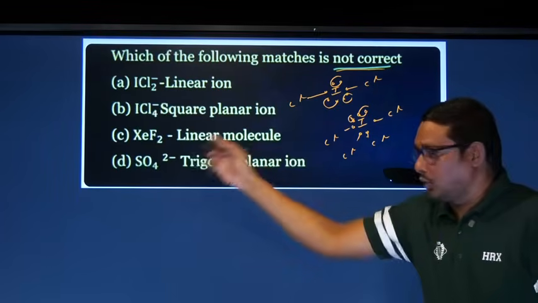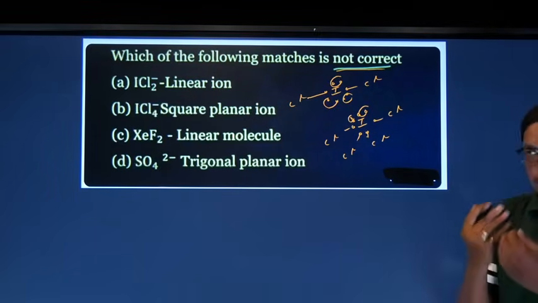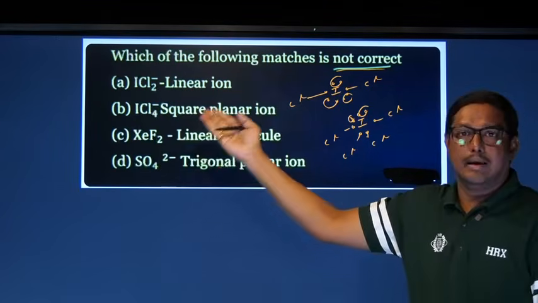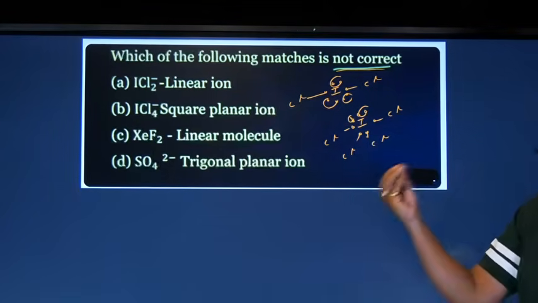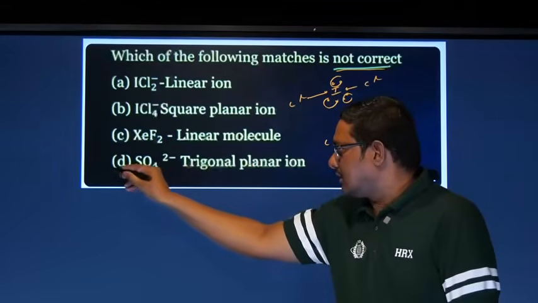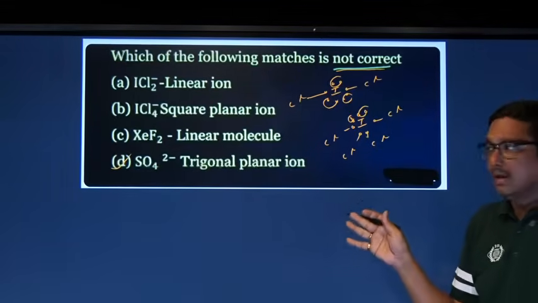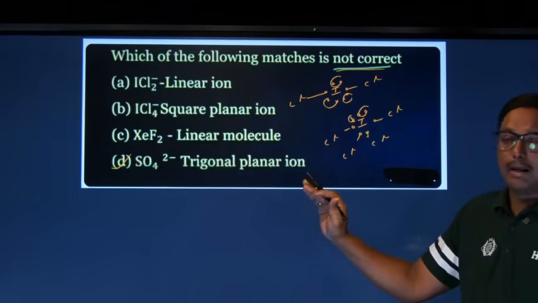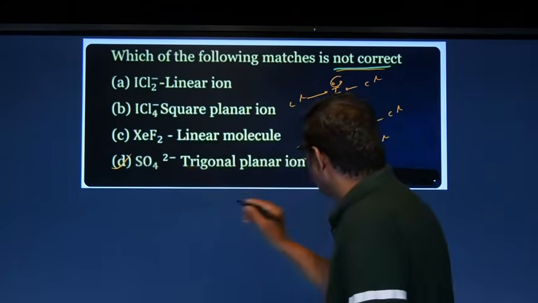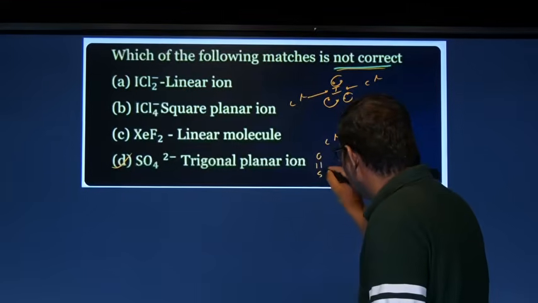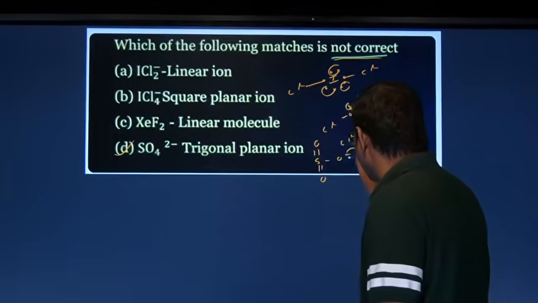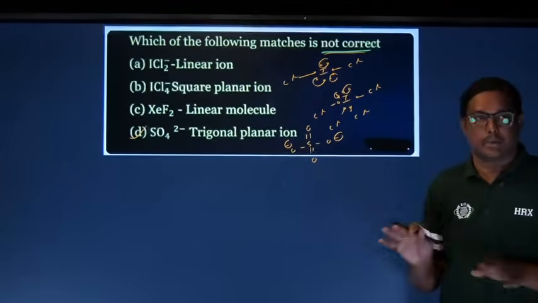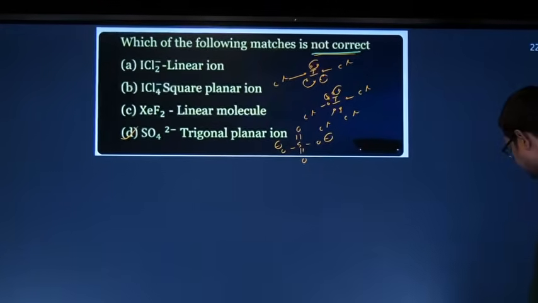Next, XeF2 is nothing but like I3 minus, like ICl2 minus, a linear shape molecule. The central atom has 3 lone pairs and 2 bond pairs. Then the fourth option is sulfate ion. So sulfate ion is a tetrahedral molecule, not trigonal planar. So that means the correct option is sulfate ion, S double bond O, single bond O minus, single bond O minus. So I repeat, the fourth option is the incorrect option.